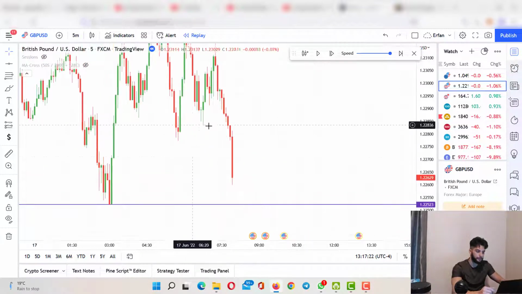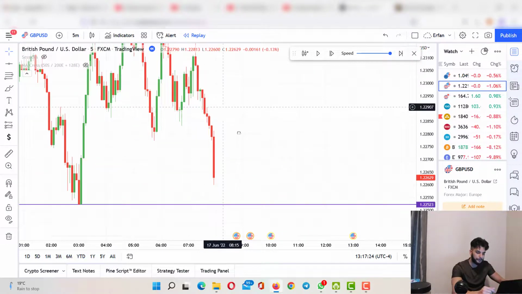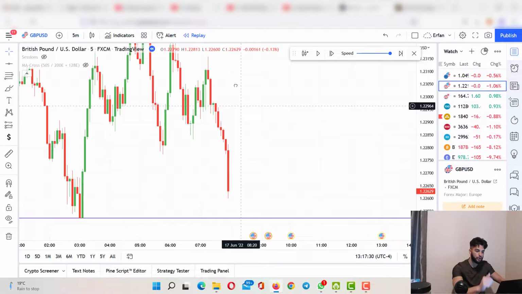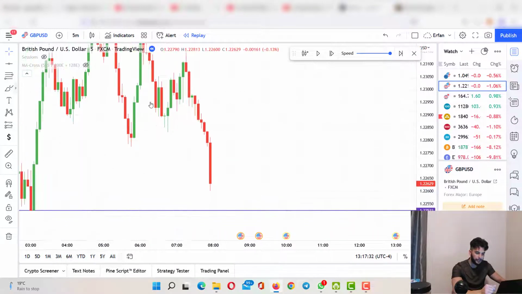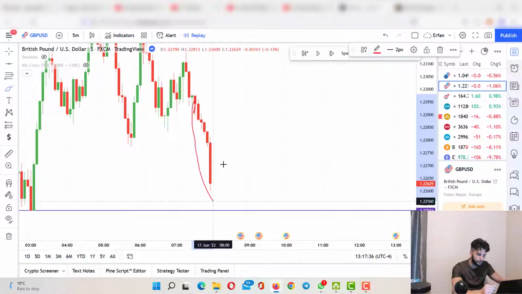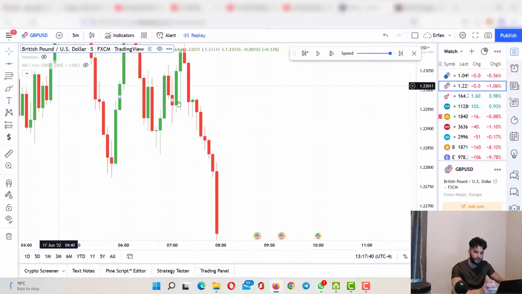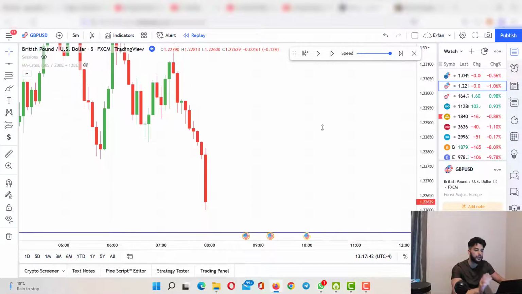So since we have these breakout structures, I look for the last bullish candle before this huge move happened. If you pay attention, you will see that the drop happened from this candle right here all the way to here. Okay, so what is the last opposite candle? It's this one. Okay, we identified that.